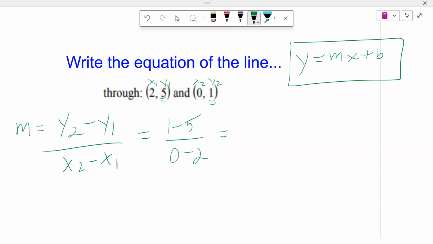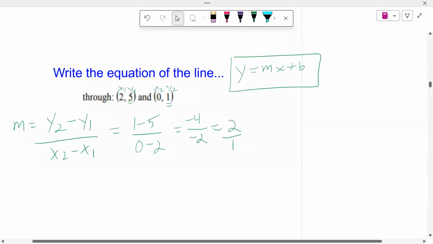So up top, 1 minus 5 is negative 4. On the bottom, 0 minus 2 is negative 2. And negative 4 divided by negative 2, double negative becomes positive. We have a slope of 2, or you could argue it's 2 over 1, which would help us graph it. So far, pardon the issues, my friends. Too early for me, I suppose.